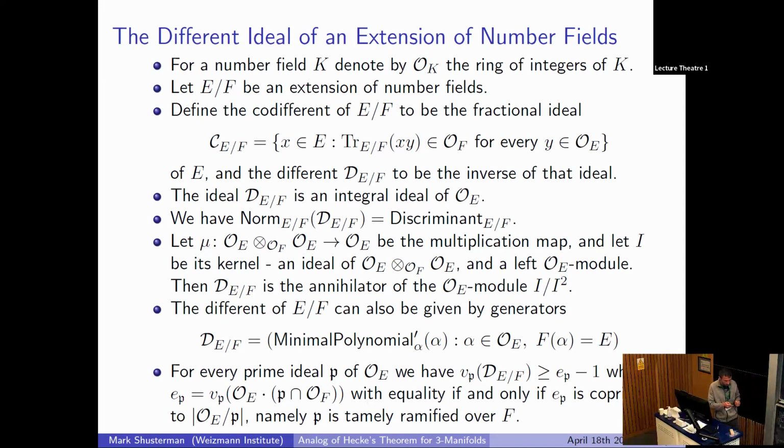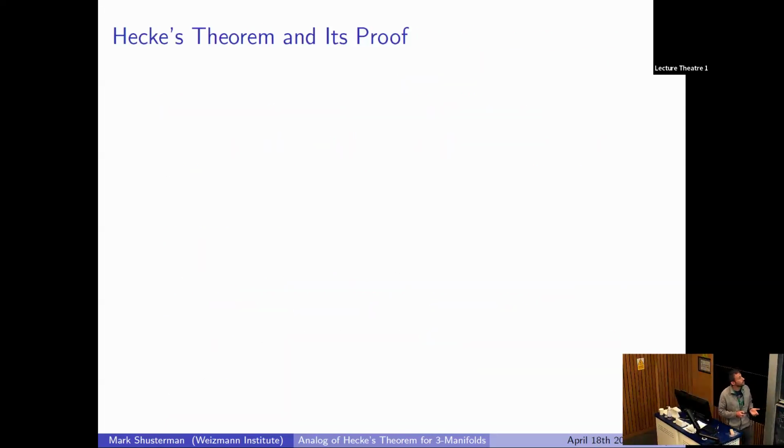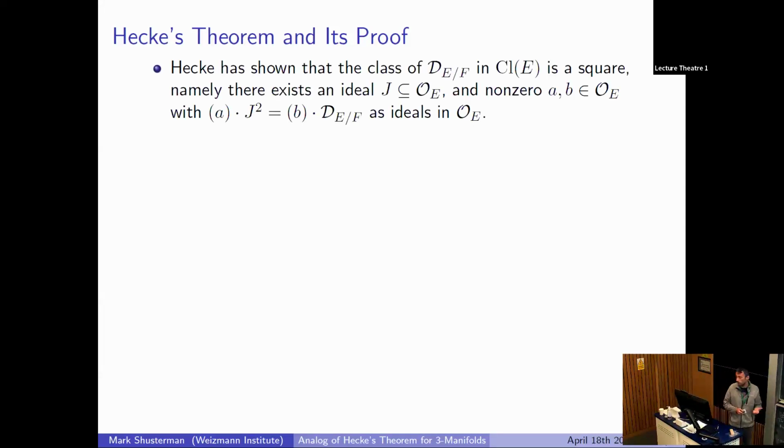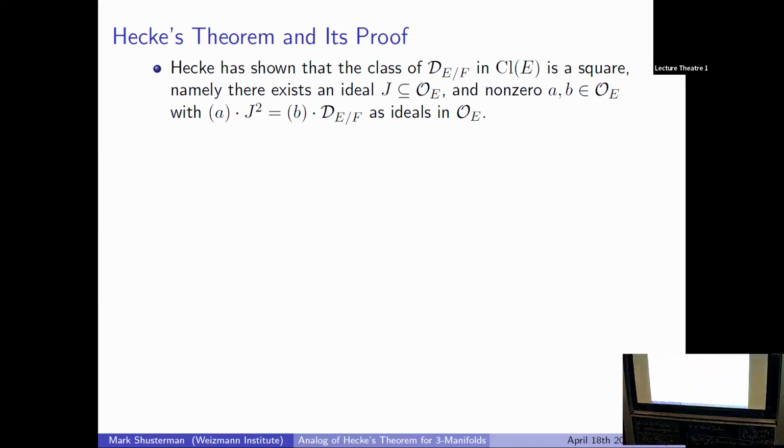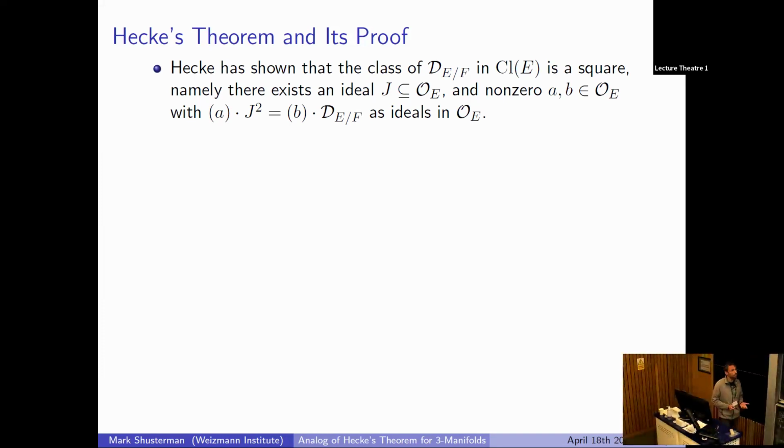All right, so now, once we have some familiarity with the different, I want to say what Hecke's theorem is, and maybe say something about the proof of this theorem. So Hecke shows that this different ideal, at least when we look at it in the class group as a class, is a square of some other ideal. More explicitly, it's a square of some other ideal up to principal ideals. That's what it means that it's a square in the class.